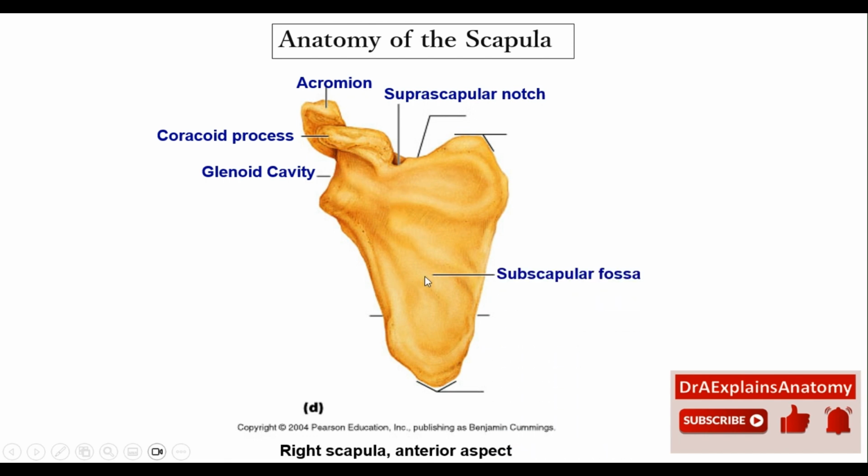This surface right here is the subscapular fossa. This border is the superior border, where we have the suprascapular notch. This is the lateral border. So the glenoid cavity guides you toward the lateral aspect of the bone because it receives the head of the humerus. That is the lateral border.